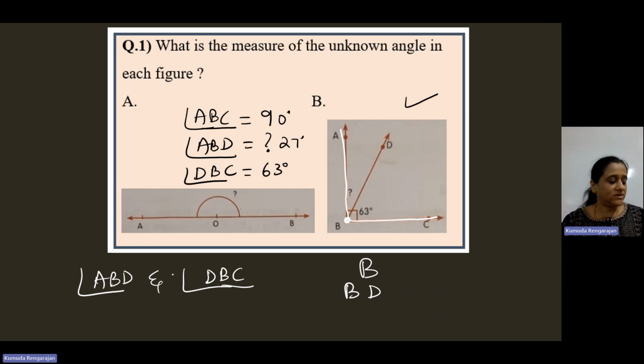So angle ABD and angle DBC are adjacent angles because they have a common vertex B, a common arm BD, and the non-common arms BA and BC are on either side of the common arm BD. All right?